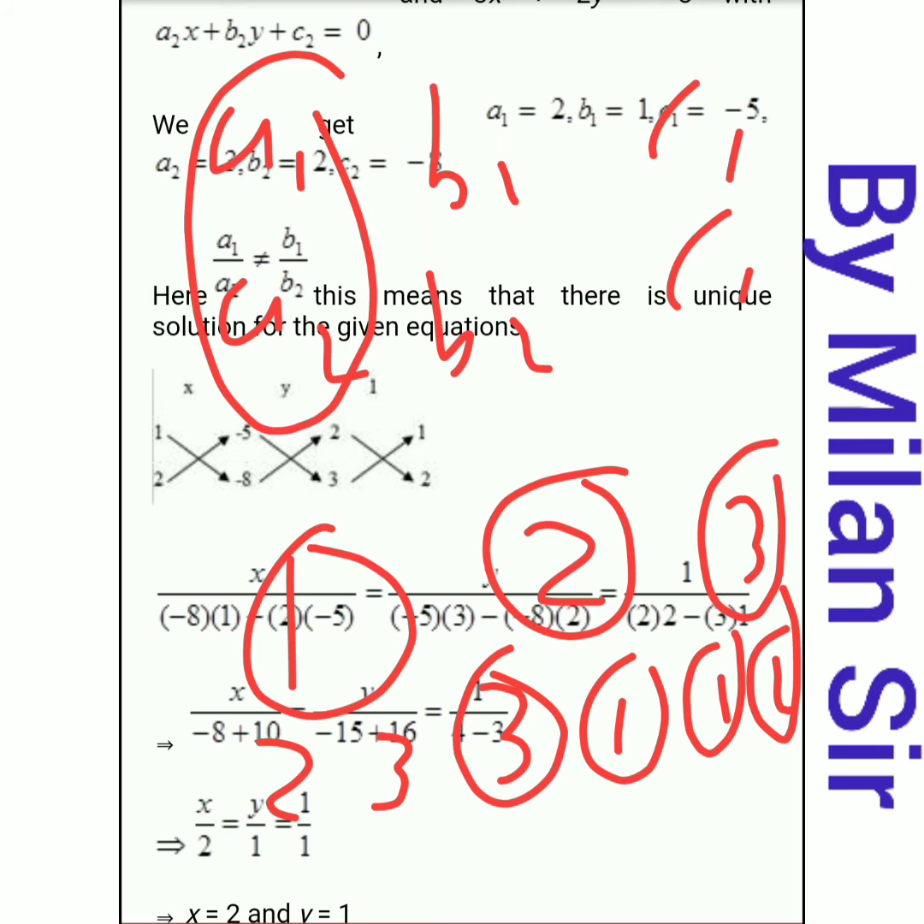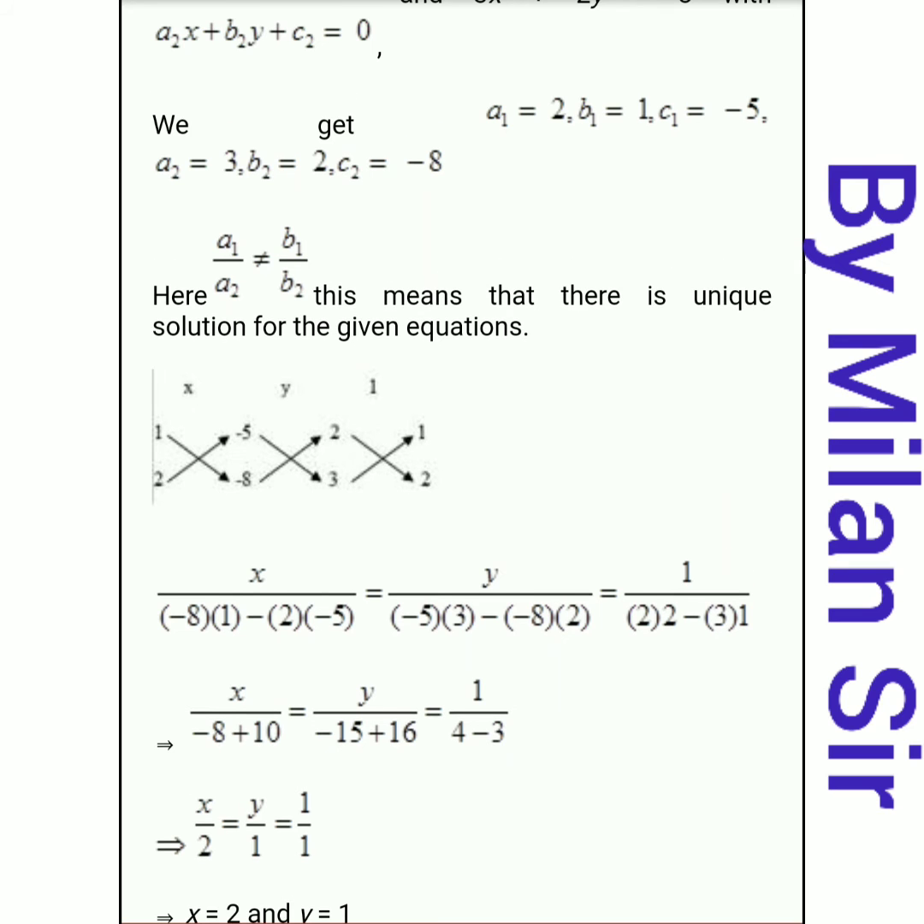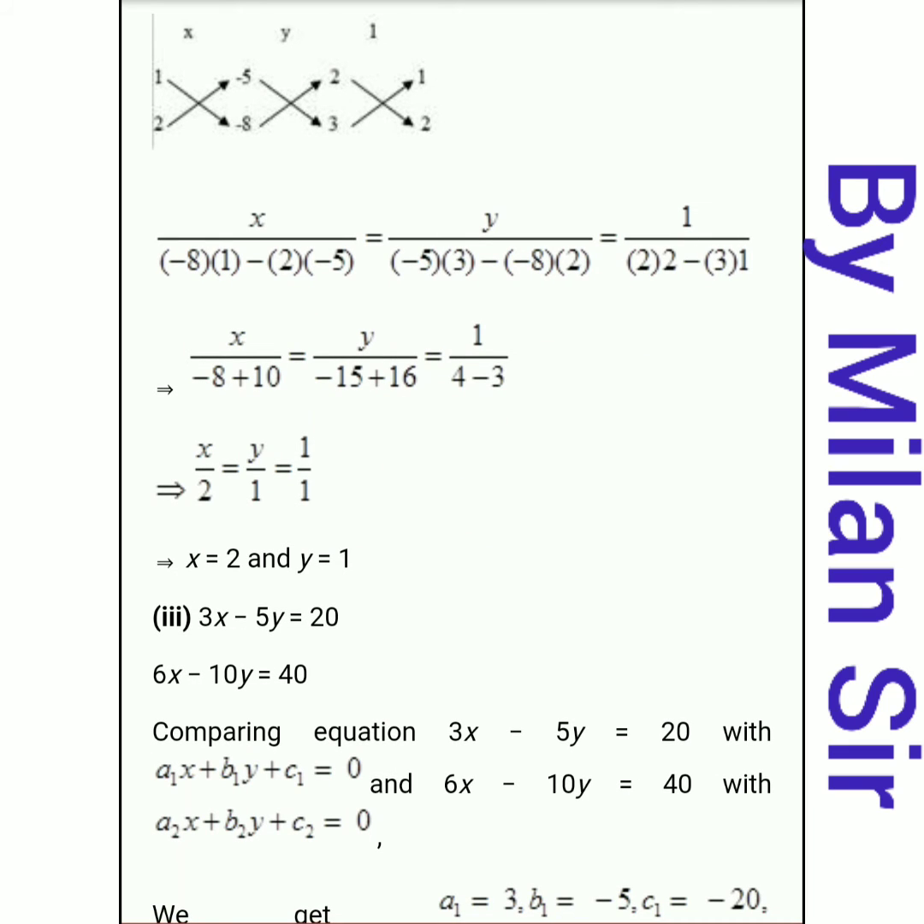A1 upon A2 is our first column, B1 upon B2 is our second column, C1 upon C2 is our third column. Then we need to do cross multiplication. This method is called cross multiplication, right? So here we need to do cross multiplication. This is our first step. Now what we need to do? Just cross multiply here. So 1 into minus 8. So we need to multiply it. That's why here it is written in brackets. Okay, this is our first arrow.